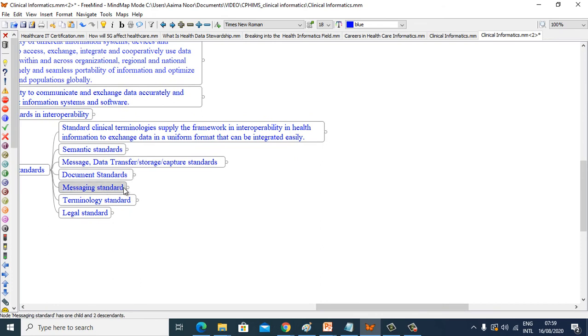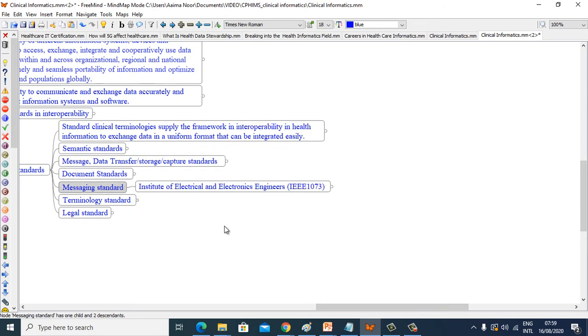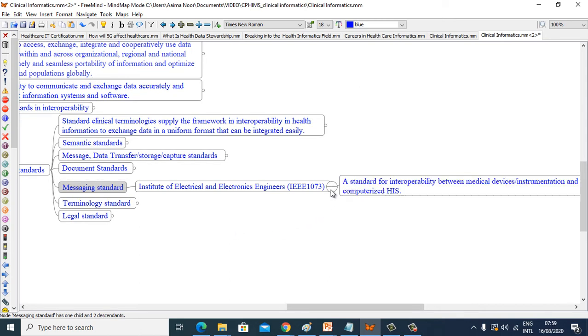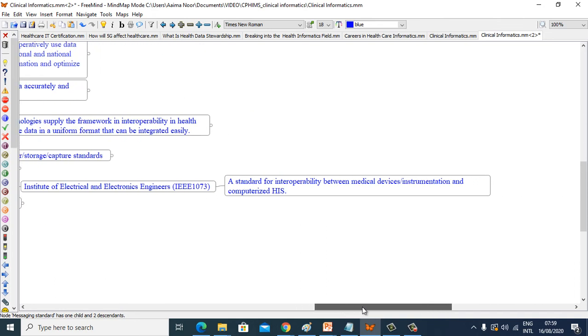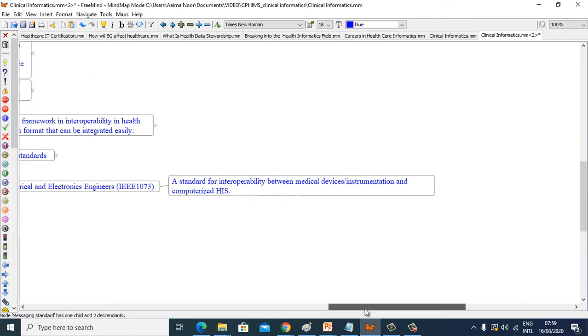Now let's see messaging standards. Institute of Electrical and Electronics Engineers, IEEE 1073, a standard for interoperability between medical devices, instrumentation and computerized HIS.